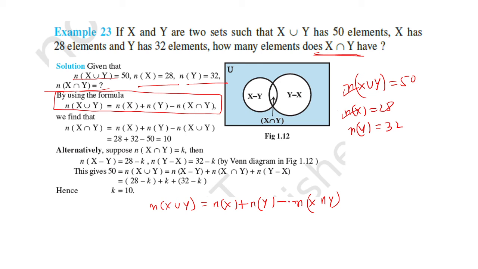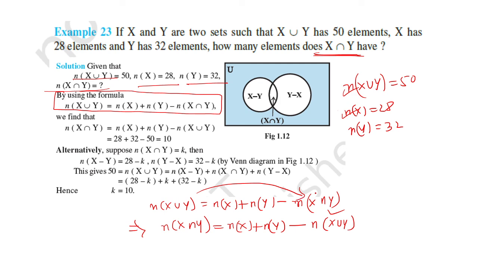I am asked to find the number of X intersection Y. So I will take this to the left hand side, so this is minus. If I bring it to the left hand side, then it will be n(X intersection Y), right? And n(X union Y) is on the left side, so if I bring it to the right side, then it will be negative. n(X) and n(Y) will stay in their own place. You have to write n(X union Y). That means I have just interchanged the position of these two.